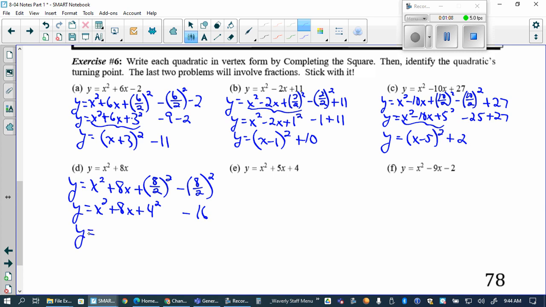All right, so how does this thing factor here, this perfect square trinomial now? Squared and then just minus 16. That's it. Okay?